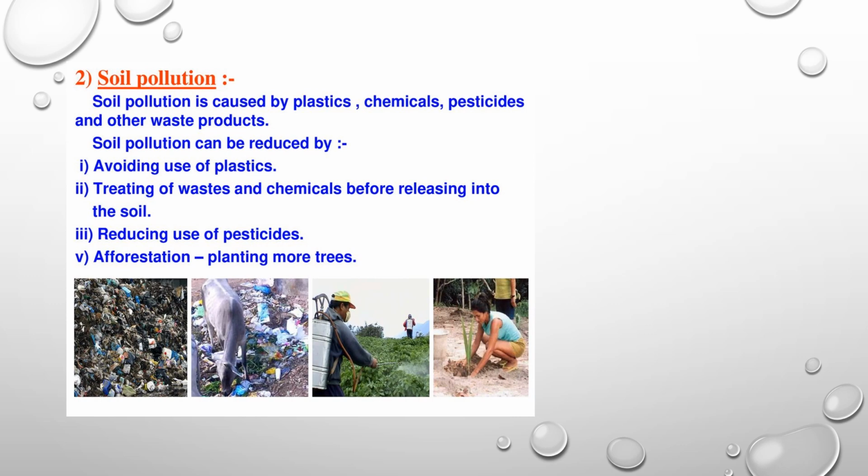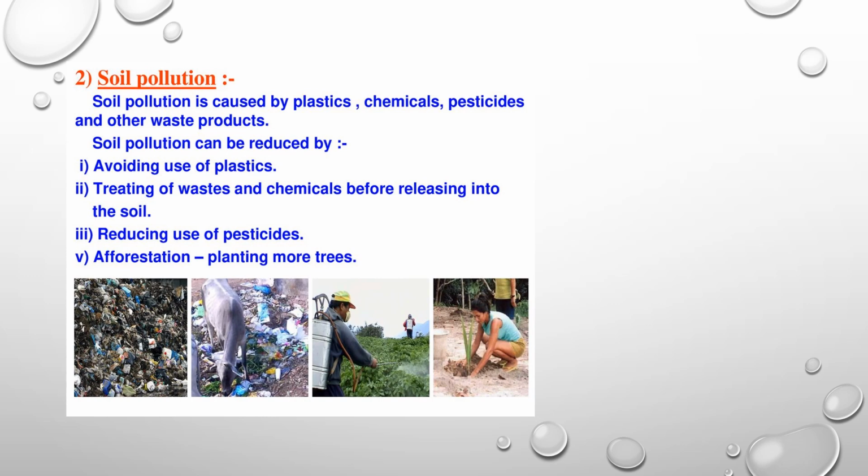Causes of soil pollution. First, non-biodegradable waste. Then use of chemical fertilizers and pesticides. Third, effluents, that is liquid waste from factories and untreated sewage. Then highly toxic radioactive waste, and then acid rain. These are the causes of soil pollution.